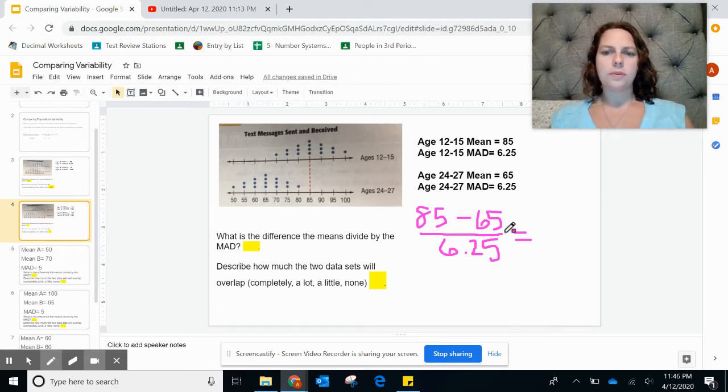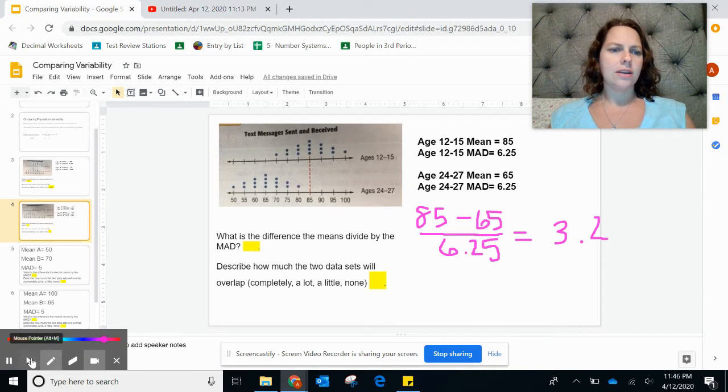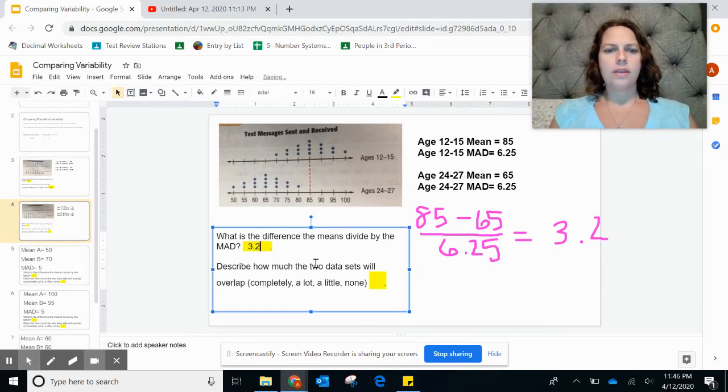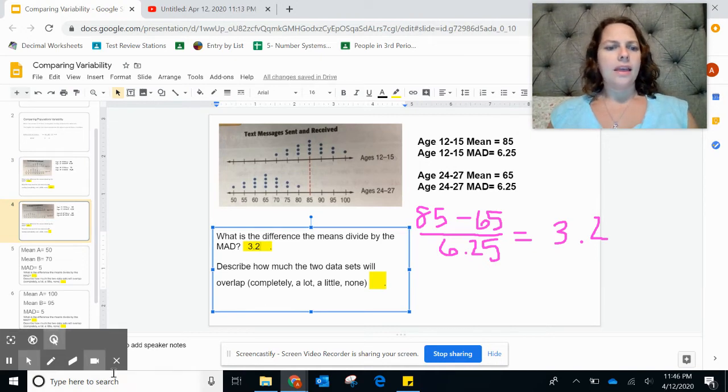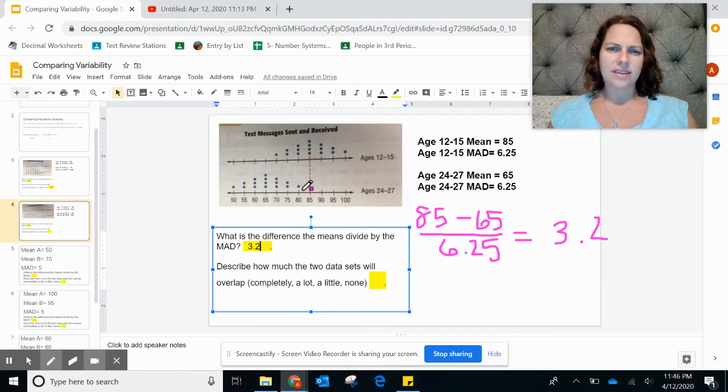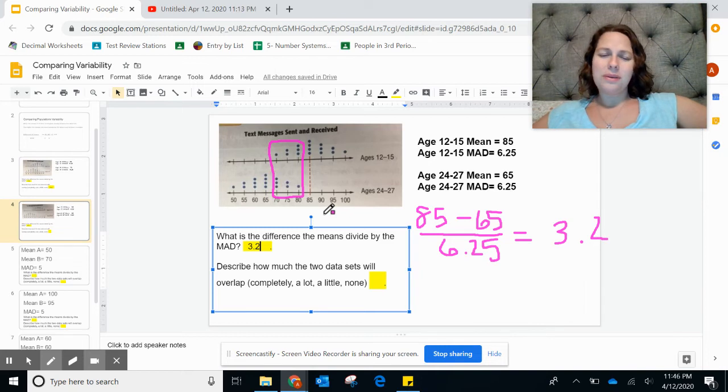Okay, when I subtracted, I got 20, and then divided by 6.25, and I got 3.2 for my answer. So let's go ahead and type that in here. 3.2. And then it says, how much do these two data sets overlap? So again, if I just kind of look at the graph, that's kind of helpful. This one's a little tricky. 3.2, we kept saying that 3 was still kind of a lot. Maybe it switches to where it's a little.